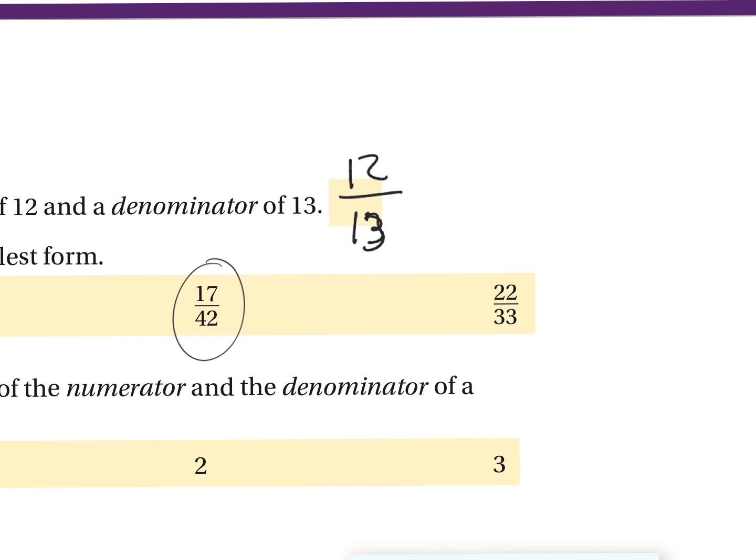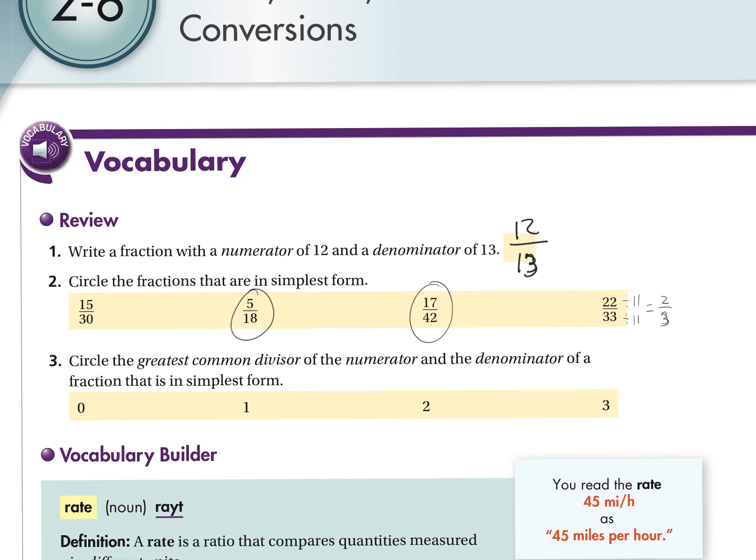And 22 over 33, this is not a fraction in simplest form, right? Because we can divide the top and the bottom by 11, and we get whole numbers on the top and on the bottom. So we get 2 over 3. So 22 over 33 is not in simplest form.